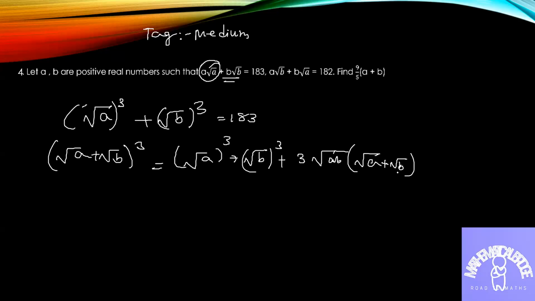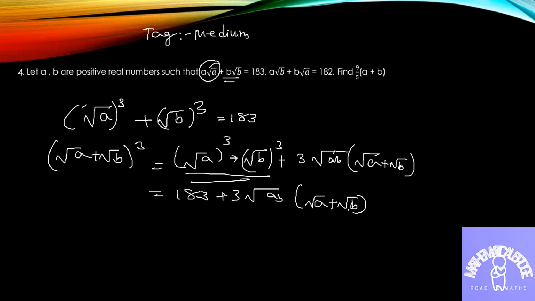Basically the formula of (a + b)³, we replace it by (√a + √b)³. So from here you can observe one thing, this value we already know. So this is nothing but 183 plus 3√(ab) times (√a + √b). Up to this step, I think everything is crystal clear.